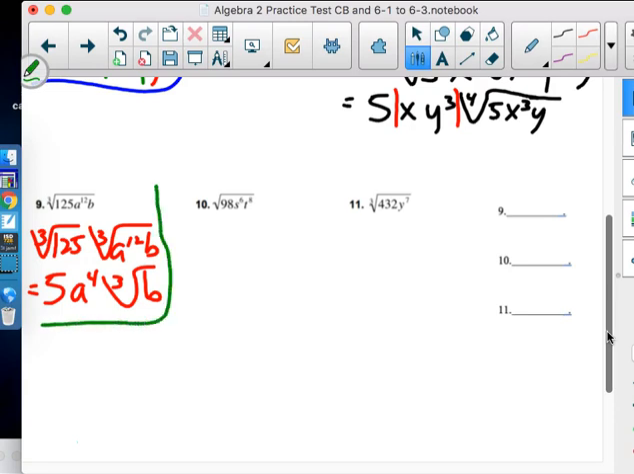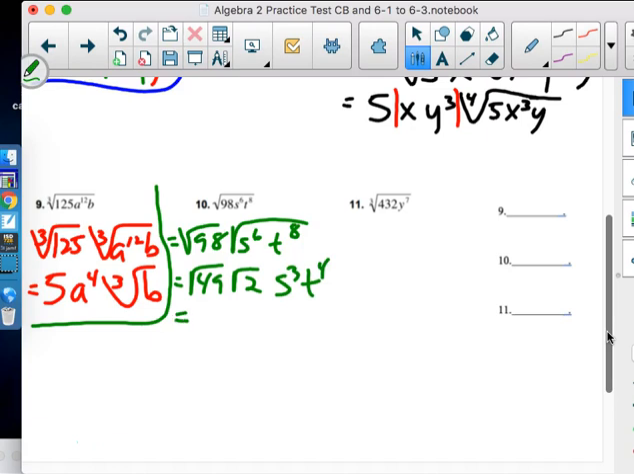Okay, 10. Looks like it's going to take a little more work, because 98 is not a perfect square. Perfect squares that'll go into 98. Biggest one, I should say. 49. Goes in there twice. You want to write them out for S and T, or do you just do them? Do them. S to the third, T to the fourth. Okay, so nice stuff. Oh, we got a 7, and an S to the third and a T to the fourth. And then we got a little ugly square root of 2 sitting there.